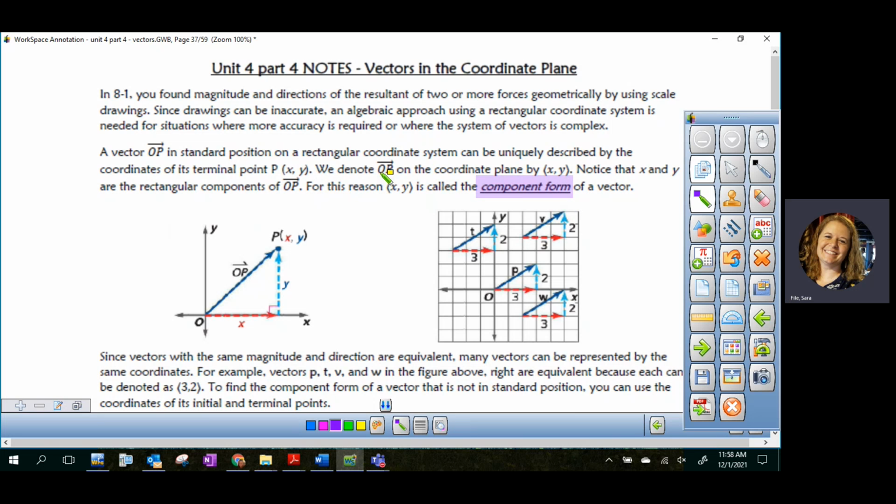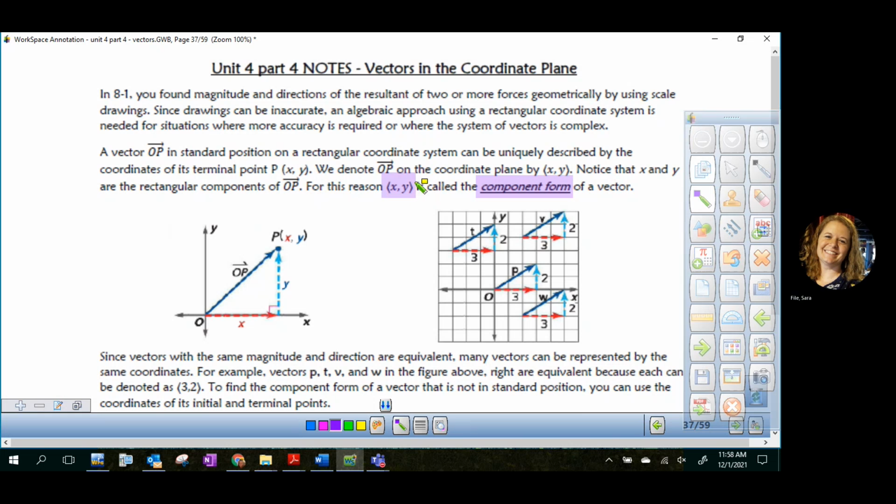It's represented like this, where the ordered pair is not with a parenthesis. These are kind of like pointed bracket parentheses. We're going to draw some by hand, and you'll see how I draw them as well. Because x is the horizontal component, or horizontal distance, and y is the vertical component, or vertical distance, from initial to terminal point.